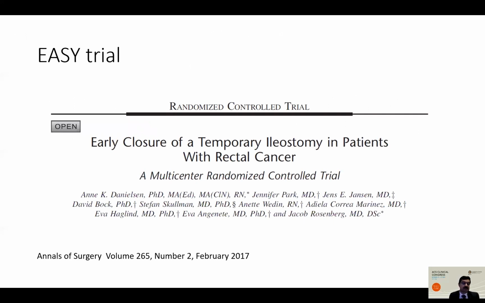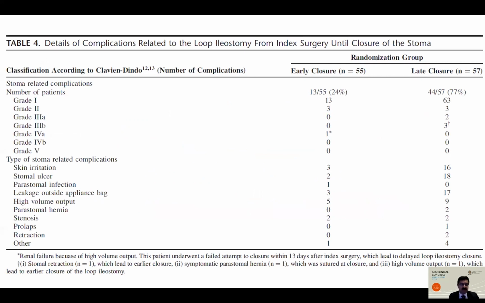The EASY trial, which is the early closure of a temporary ileostomy in patients with rectal cancer, is a multi-center randomized control trial published in 2017 from Europe. And this table, I would just share one table with all of you, shows the 2 groups, early closure, 55 patients, and late closure, 57 patients. As you can see, none of the patients had an anastomotic leak after reversal of the stoma.